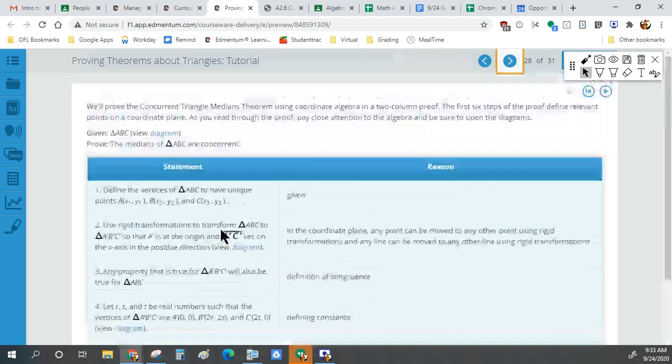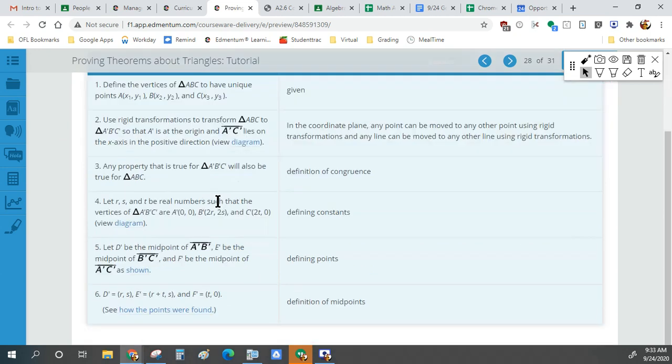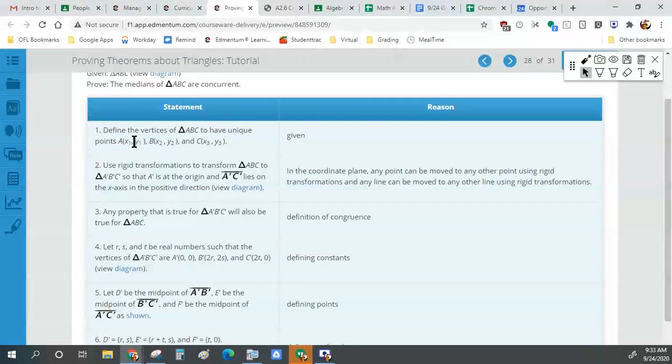Now here's the proof. In this one, they're saying this is way above your heads, so they're just filling it out. We'll prove the concurrent triangle median theorem, the first 6 steps of the proof. So this is just how we start off the proof. They're like, hey, we're going to start off the proof by listing these triangles.